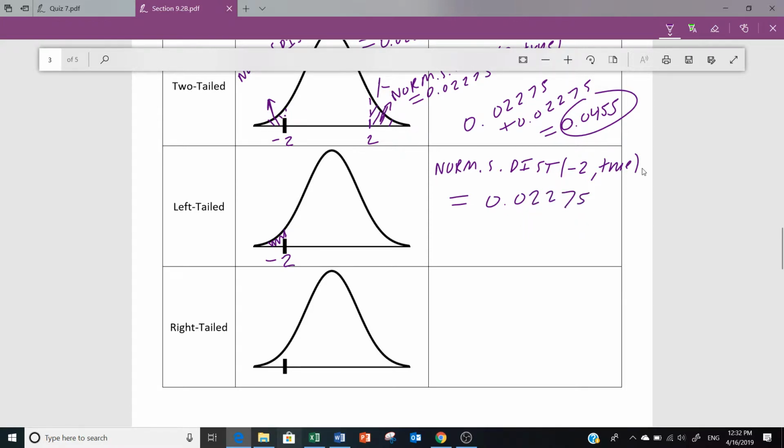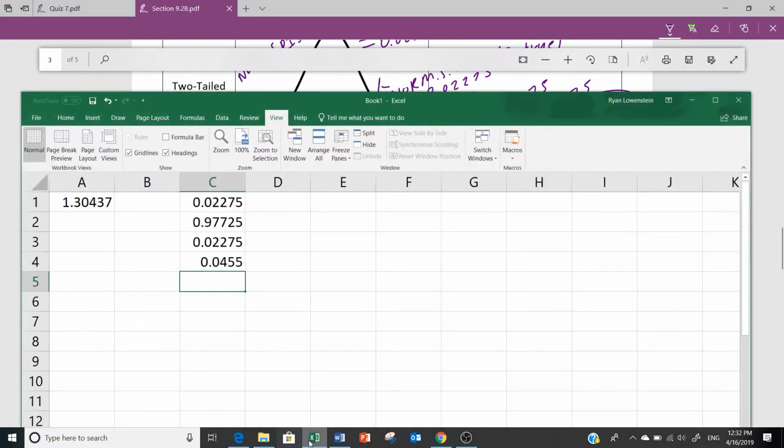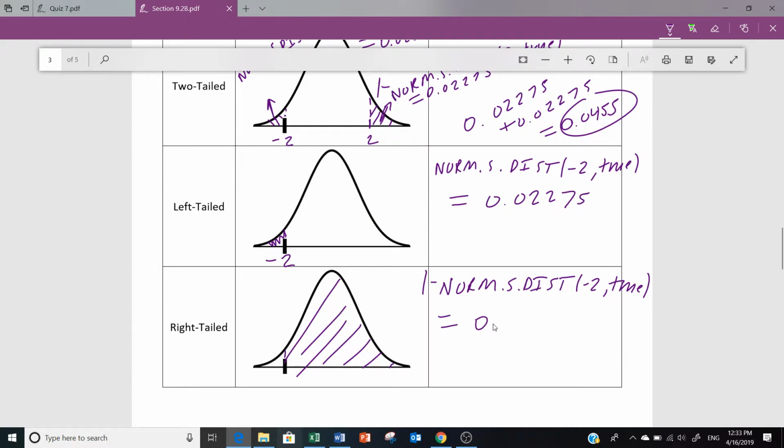Okay, right tail test, where are the extreme values? On the right side. So in this case, am I going to do NORM.S.DIST of -2, comma, true? 1 minus, good. And that gives me 0.97725. Okay, questions on how to find the p-values?